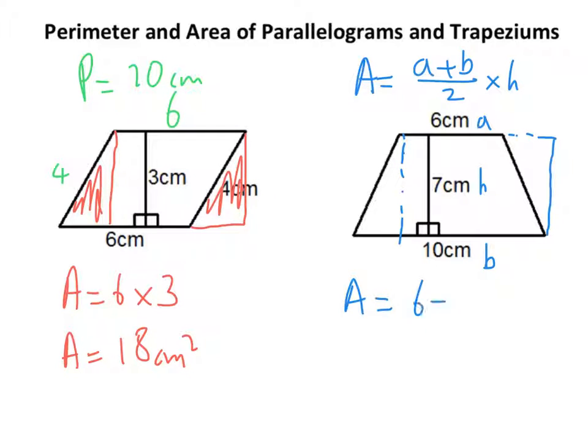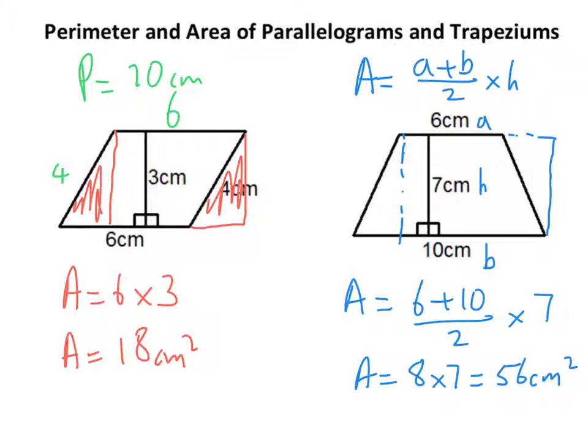So 6 plus 10 over 2 times 7. 6 plus 10 is 16, divided by 2 is 8, times 7, which is 56, and again it's an area, isn't it, centimetres squared. So don't forget that this formula is often at the front of exam papers, but the A and B mean the parallel sides, the H is the height.